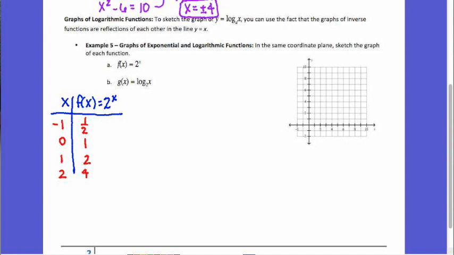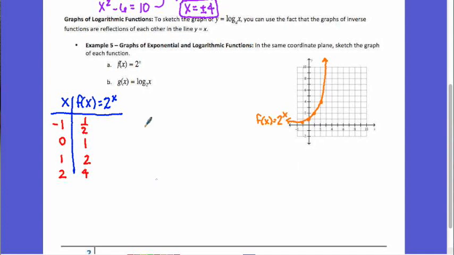So I've now come up with 4 points that I can plot. So we have -1 and 1/2. We have 0, 1. We have 1, 2, and we have 2, 4. So this guy right here is the exponential function f of x equals 2 to the x.